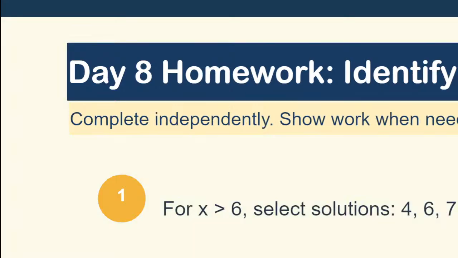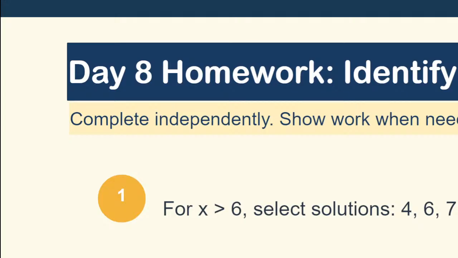Show your wisdom. Day 8 homework. I identify values in a solution set. Number 1, for x is greater than 6, solutions 4, 6, 7, 9. 2, for y is less than or equal to 0, solutions -2, 0, 1, 3. Number 3, n is greater than or equal to -4, solutions -6, -4, -1, 2. Number 4, for t is less than 12, solutions 8, 11, 12, 15. Number 5, for a is greater than or equal to 10, is 10 included. Number 6, for b is less than 5, is 5 included.